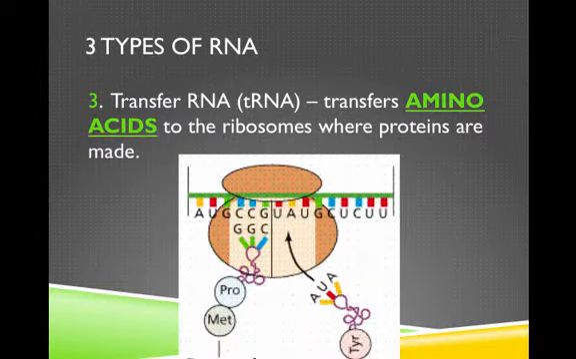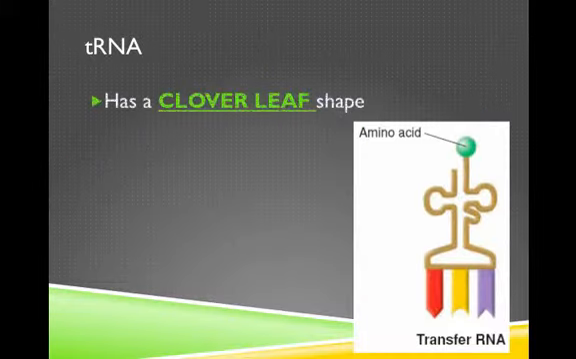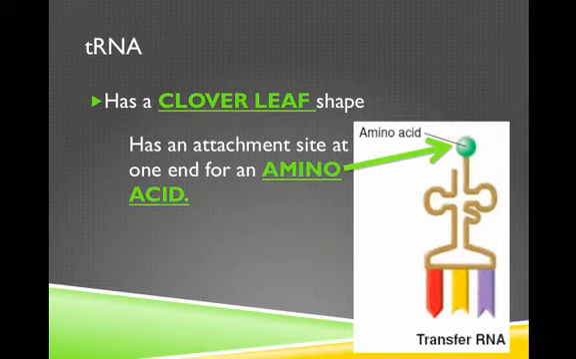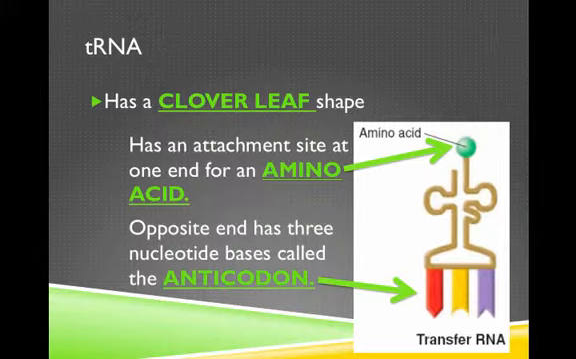The last one we're going to talk about is tRNA, or transfer RNA. Transfer RNA is going to come and match up or complement my mRNA. In doing so, it's going to drop off an amino acid at the ribosome where the proteins are going to be made. If I look at my tRNA, the shape is a little bit like a clover leaf. The top part has the attachment site for the amino acid, and the bottom part has an anticodon, or the part that's going to complement my mRNA.